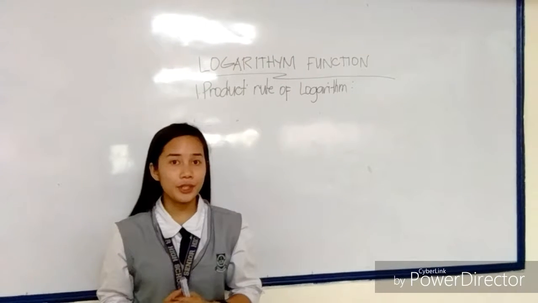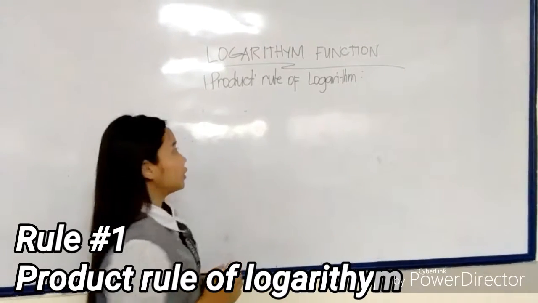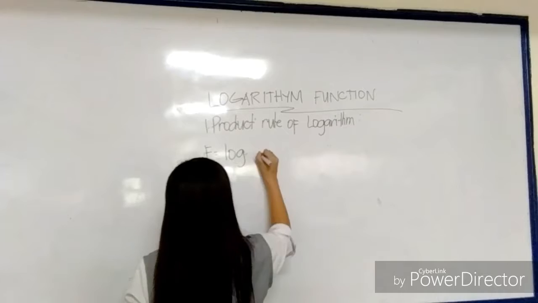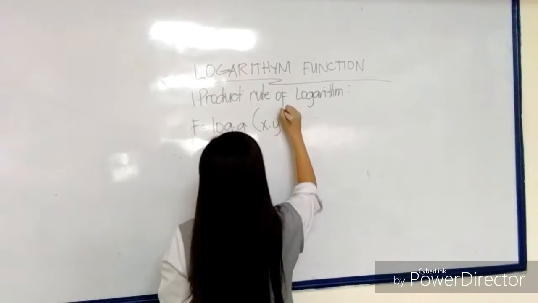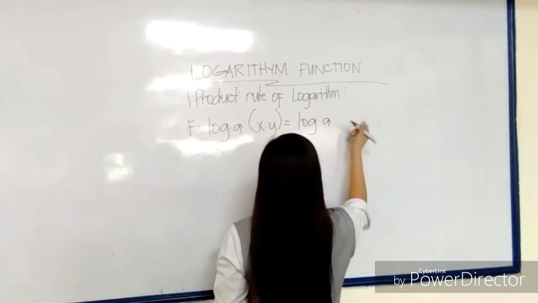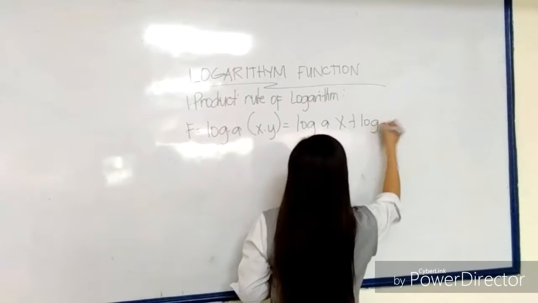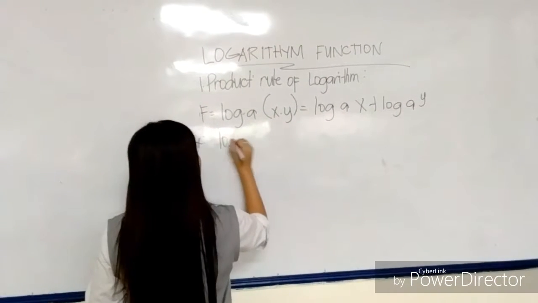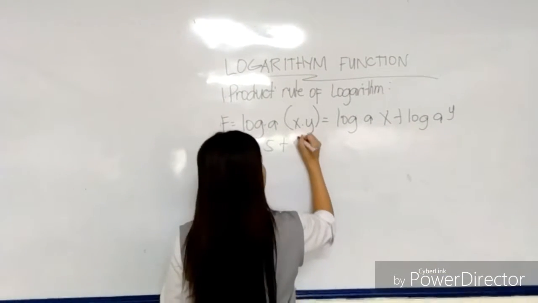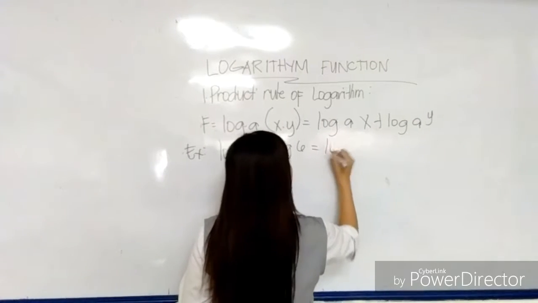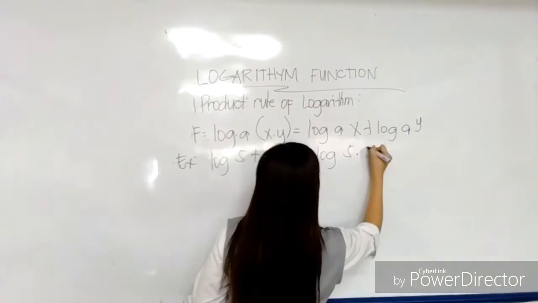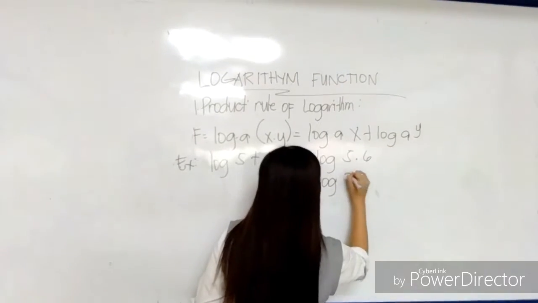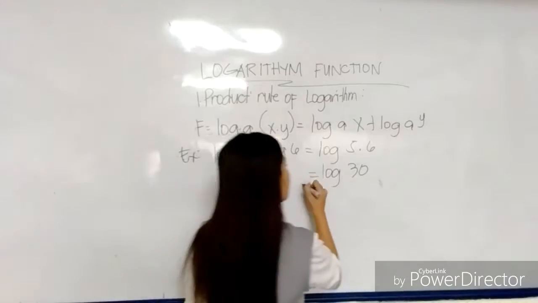Rule number 1 in finding the logarithm function: the product rule. The formula is log base a of quantity x times y is equal to log base a of x plus log base a of y. Example, log 5 plus log 6 is equal to log of 5 times 6, which is log 30.